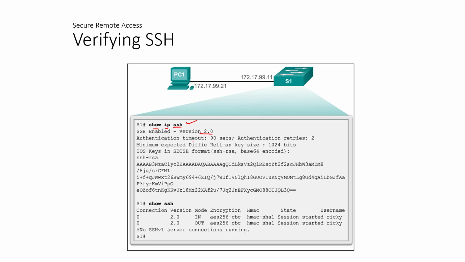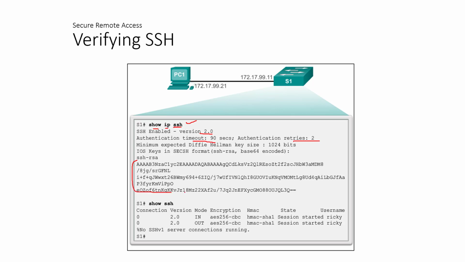Then authentication timeout. Timeout means 90 seconds. If you are not giving any response for 90 seconds, the session will be closed automatically and you will be logged out. Then how many times you can try, that means wrong passwords? 2 tries. Then you can see these are all the keys.